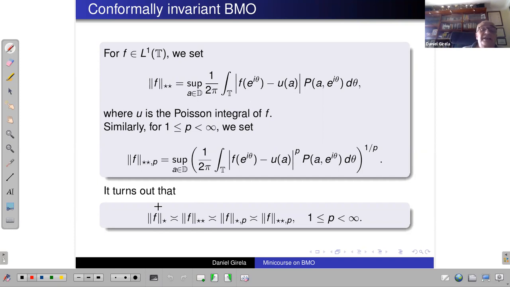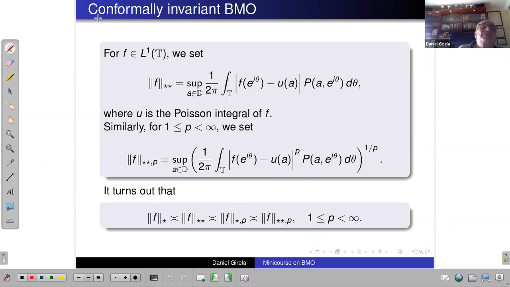But since we said that this was equivalent to the F star P, in a similar way this is equivalent to this. These are actually semi-norms, because I have not added the mean of F. So these quantities are equivalent for any P between one and infinity, actually even for P between zero and one, but I'm always writing this for P bigger than one. This is the way that harmonic functions, and of course analytic functions, show up in connection with BMO. We take the Poisson integral of F, and then we have this.